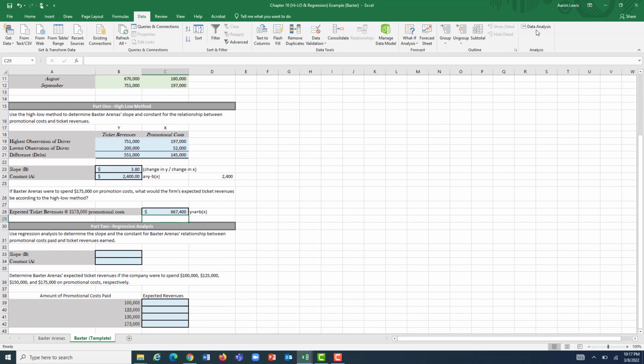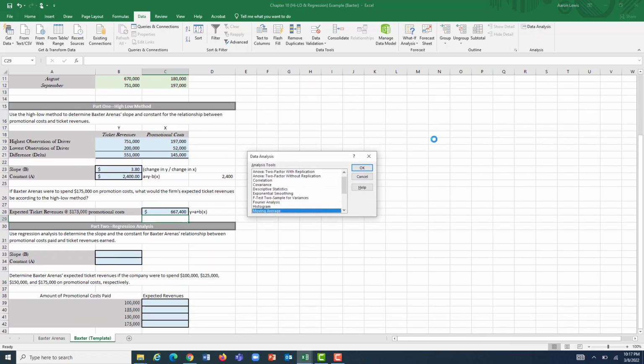So I'm going to fire up this data analysis thing. And it gives us a world of options that you will learn in a bunch of different statistics classes. We have ANOVAs. We have covariances. We have moving averages. We have F-tests. We got a whole bunch of stuff. If you don't know about it, it's interesting stuff to learn about if you're into analytics. But the one that we want is regression. So click on regression. Hit OK.